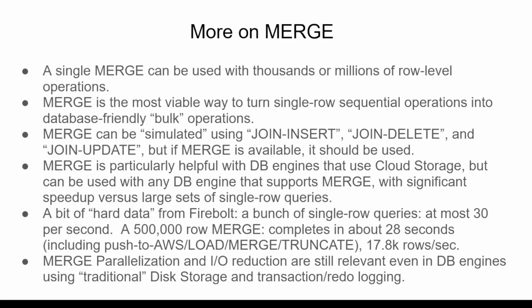A bit of hard data from Firebolt. A bunch of single row queries get at most 30 ops per second. A 500,000 row merge completes in about 28 seconds, including the push to the bucket, load, merge, truncate, and cleanup, for a throughput of 17,800 rows per second. The parallelization and I/O reduction features of merge are still relevant in DB engines using traditional disk storage, assuming your unit of work permits.